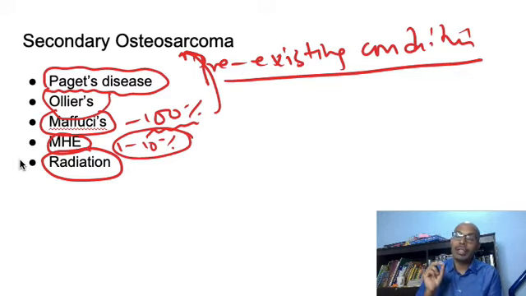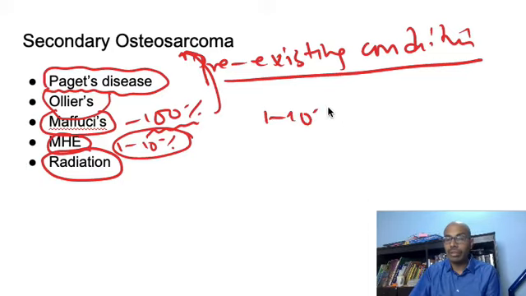In multiple hereditary exostosis, the chance is 1 to 10%, whereas if it is a solitary osteochondroma, the chance for conversion to osteosarcoma is less than 1%.